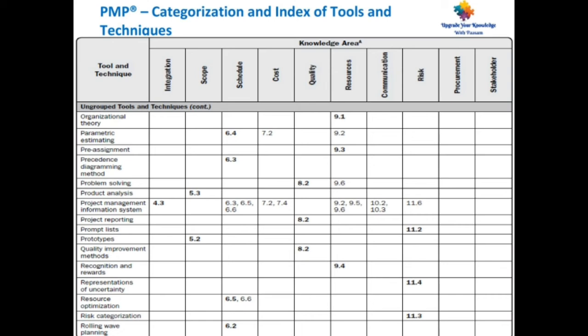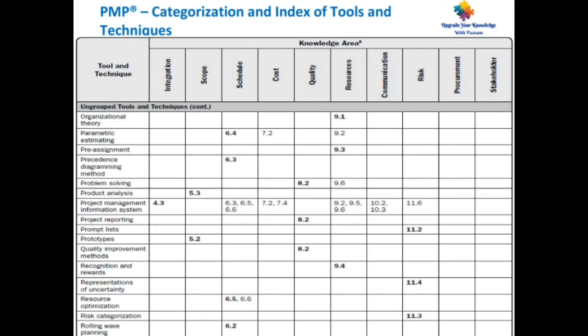Project reporting is used in quality. Prompt list used in risk. You can expect a question on the prompt list. Prototypes used in scope. Quality improvement methods used in quality. Recognition and rewards used in resources in develop team. Representation of uncertainty used in risk 11.4.